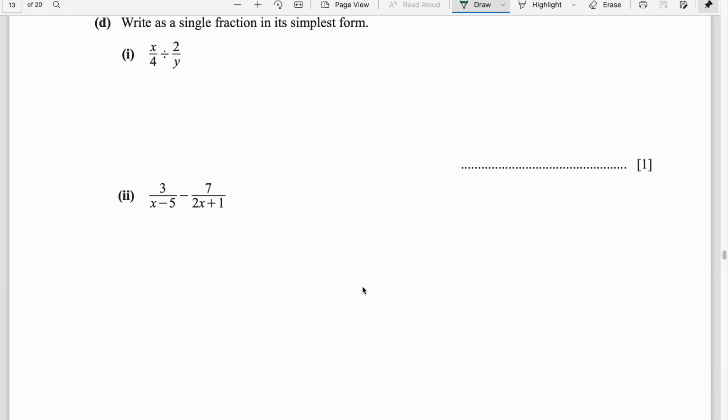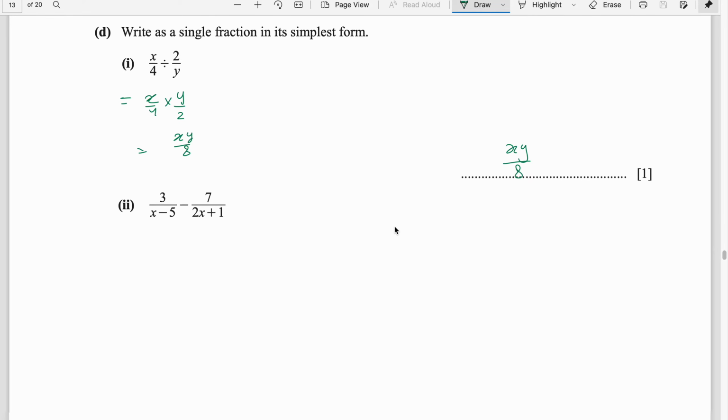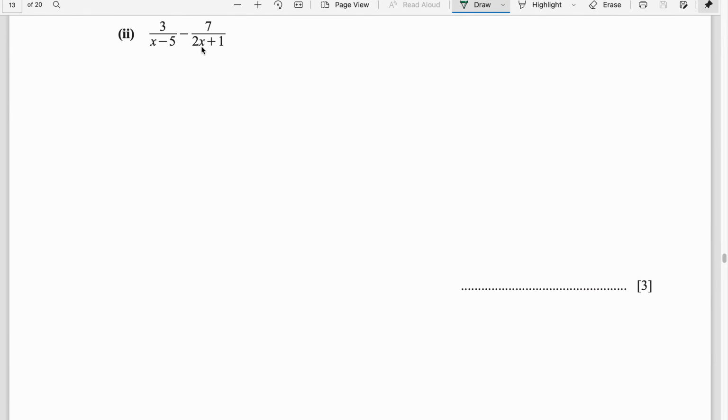D part. Write as a single fraction in its simplest form. X by 4 into y by 2 is xy by 8. The second part, this is x minus 5. No need to multiply the denominators.